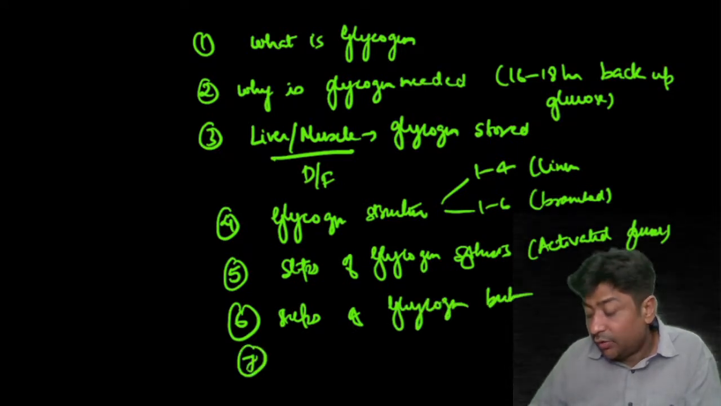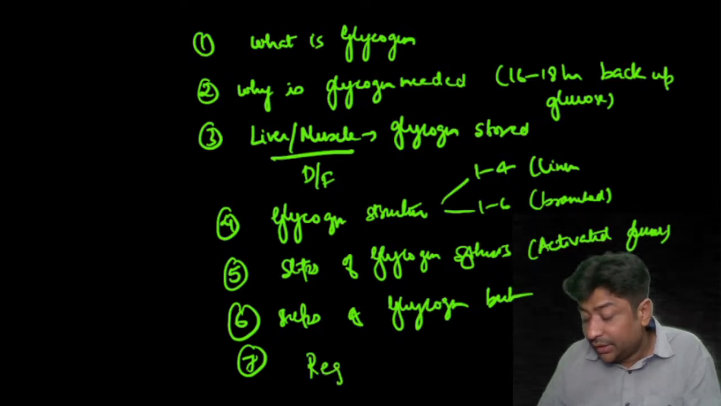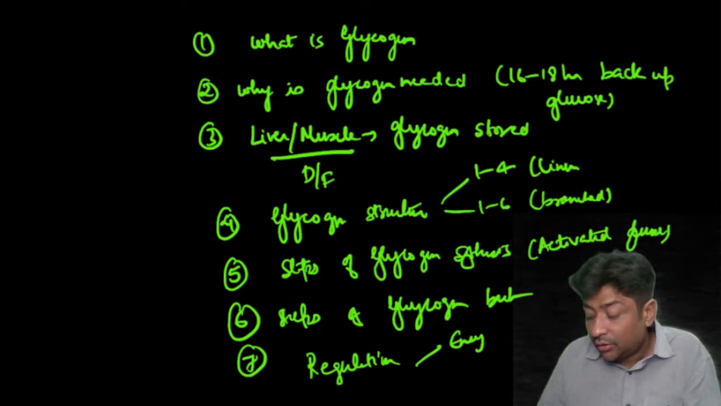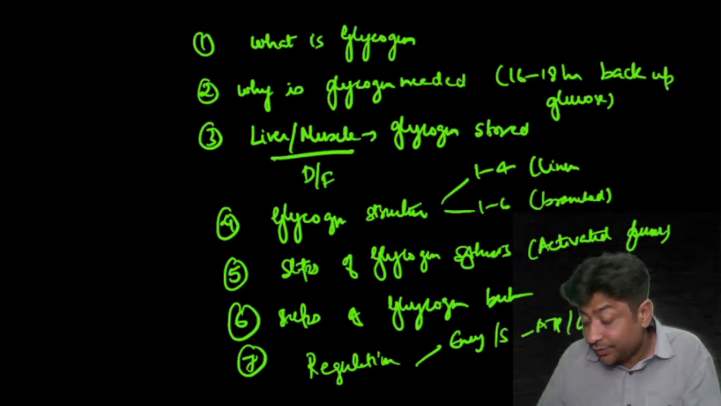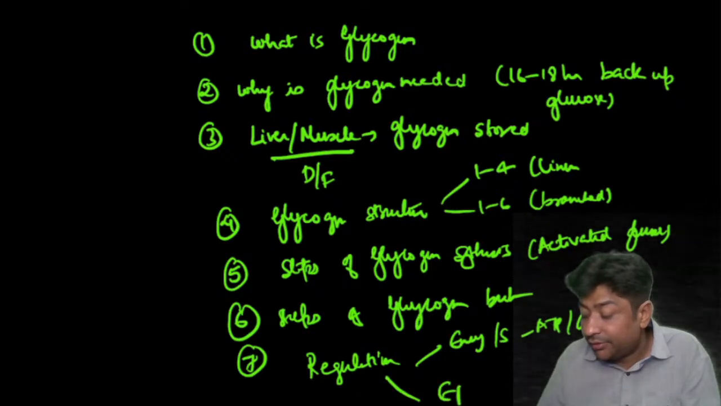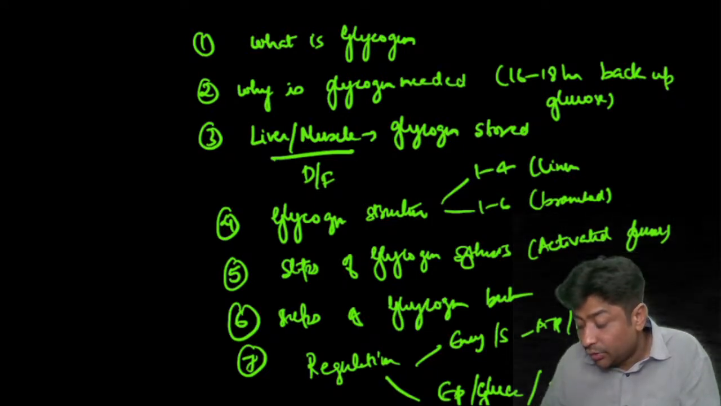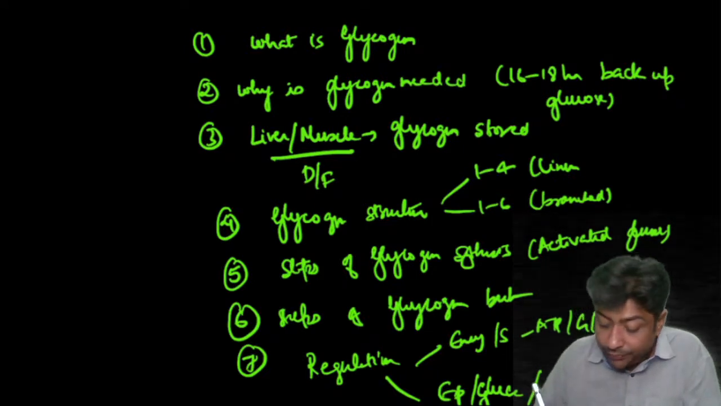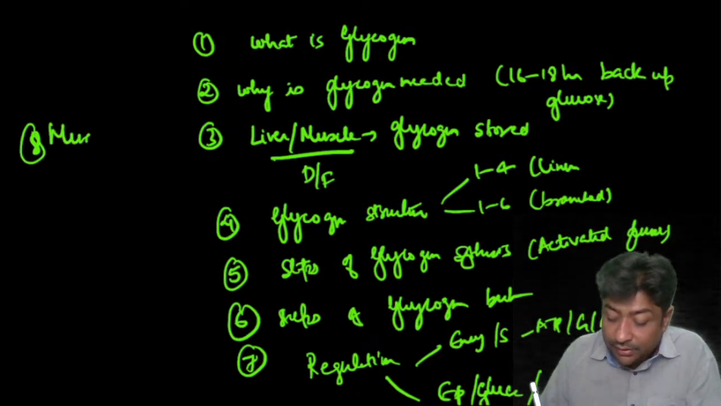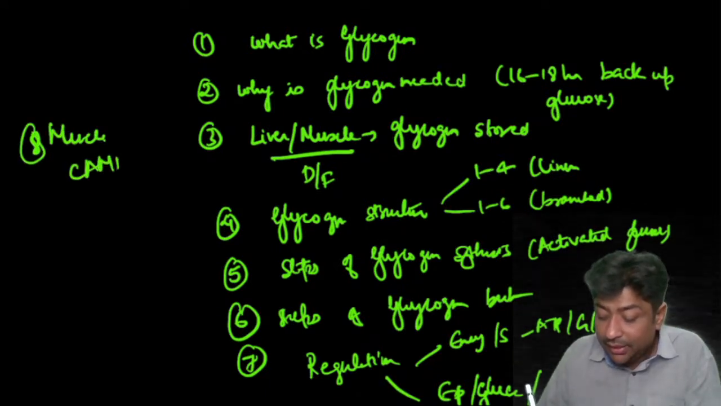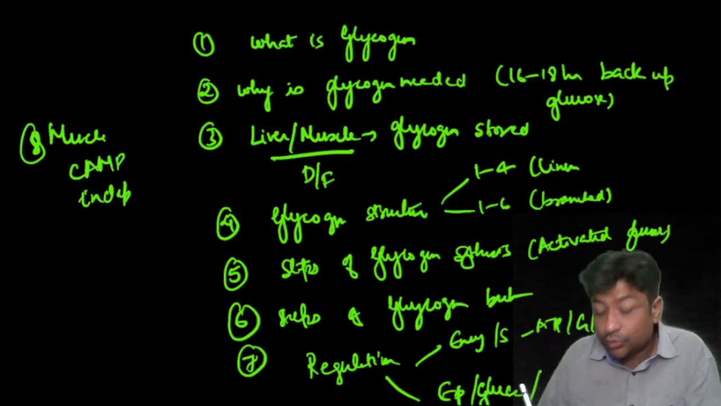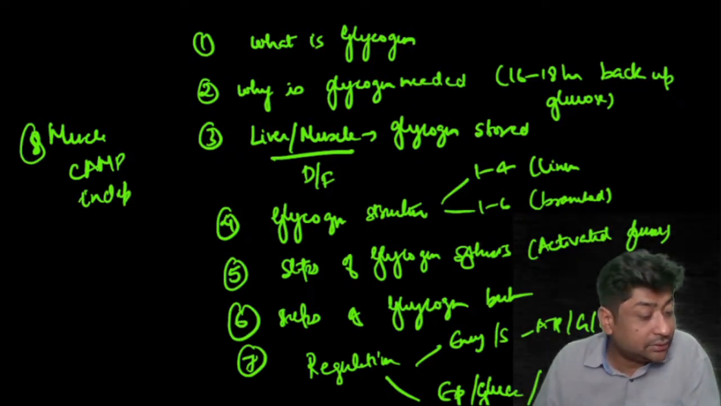And then we talked about regulation. In regulation, we talked about energy signals or substrate signals like ATP, glucose, and glucose 6 phosphate in detail. Then we talked about epinephrine, glucagon, and insulin, and how they influence it. And the last thing we talked about is how in muscle we have a cyclic AMP independent pathway. So all these are very, very important questions.